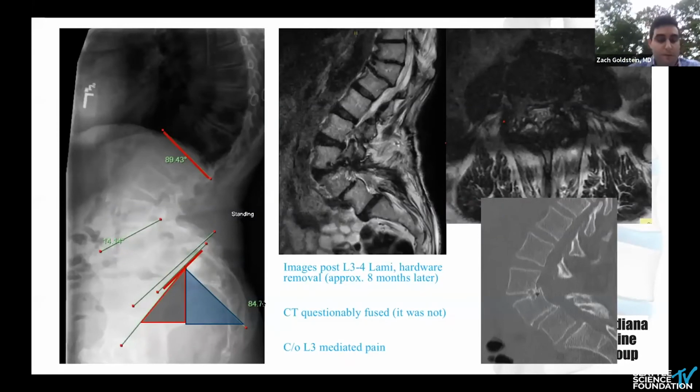So we performed hardware removal with her fused L4 to S1 segments and then decompressed at L3-4. This worked well for 6 months, but then she began to have recurrence of her symptoms of L3-4 stenosis. Here are her post-decompression standing x-rays, which show an even greater lumbar lordosis now of 89 degrees. She has now been completely destabilized at L3-4 with listhesis and a progressive lordotic deformity of the upper lumbar spine. As you can see from the selected CT and MRI cuts, she has resultant stenosis at L3-4 with significant posterior bone loss as well. She remains symptomatic and interested in surgery.